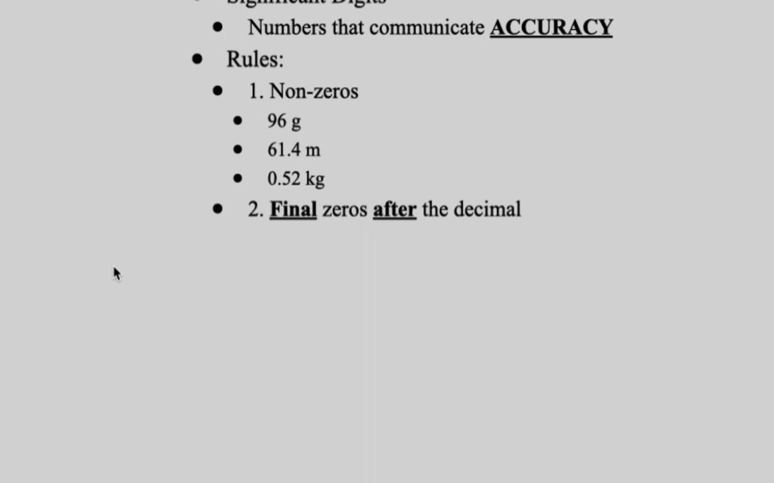Rule number 2, which is the first 0 rule, is this: final zeros after the decimal communicate accuracy. So guys, as you are writing this down, let me define these ideas for you if you're not clear. Final means at the end. If it's helpful for you to write the word end underneath final, that might be good. And then guys, after means to the right. So when we say final zeros after the decimal, we mean zeros that are at the end and to the right of the decimal.